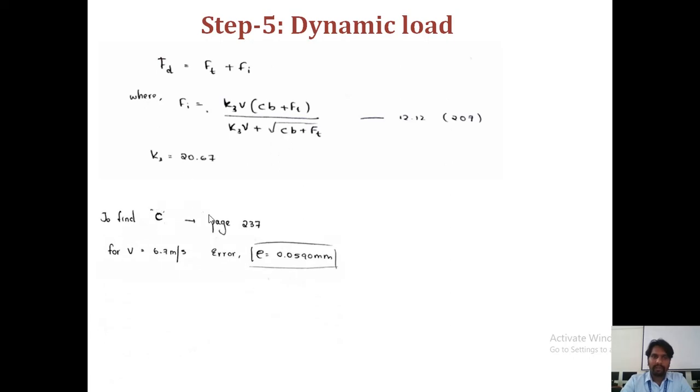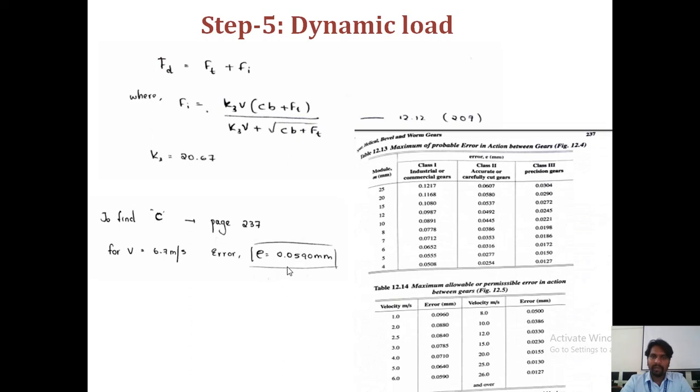To calculate C, from page number 237, we have to know the velocity. Velocity we know, it is 6.7 meter per second. So to calculate C, first we need to calculate the error. Once we calculate the error, based on the error we can calculate C. I will explain how to calculate this error. We have the table numbers 12.13 and 12.14.